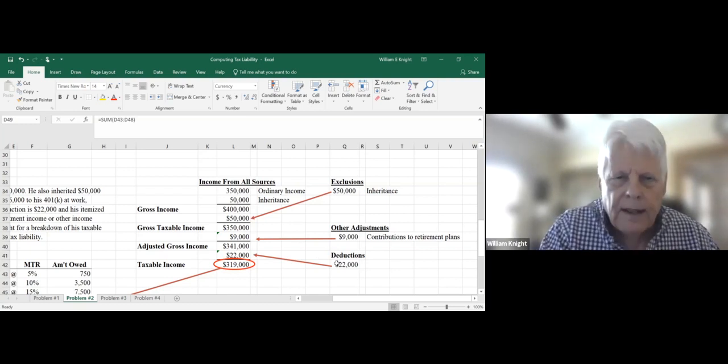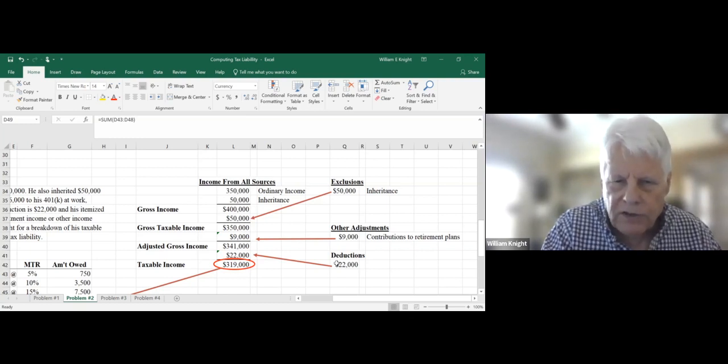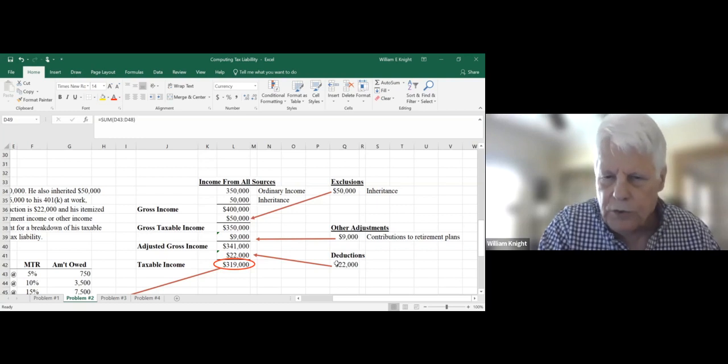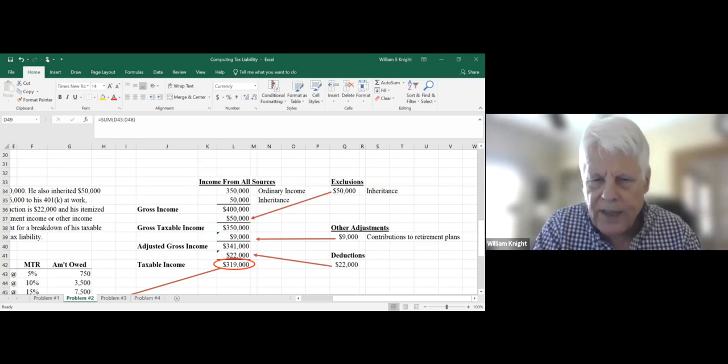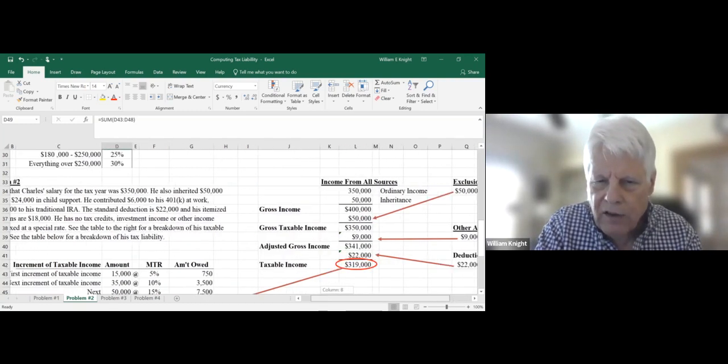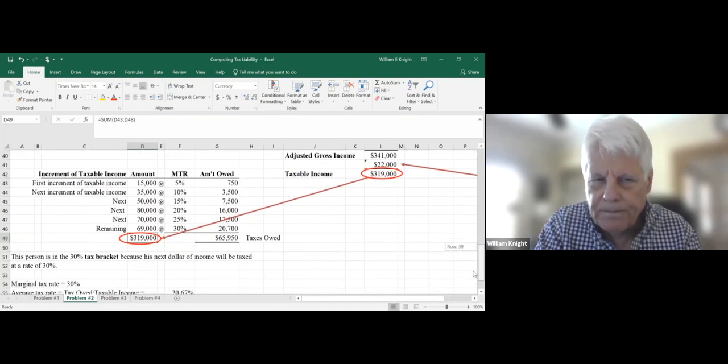From that, we can subtract our deductions. And once again, because the standard deduction exceeded the sum of his listed or itemized deductions, he'll use the standard deduction. So 341,000 minus 22,000, that's 319,000. 319,000 is his taxable income.